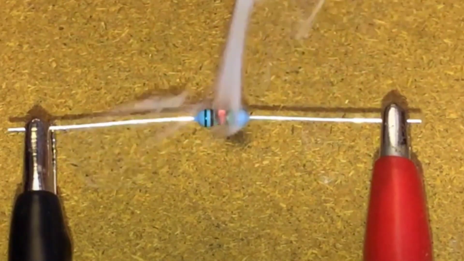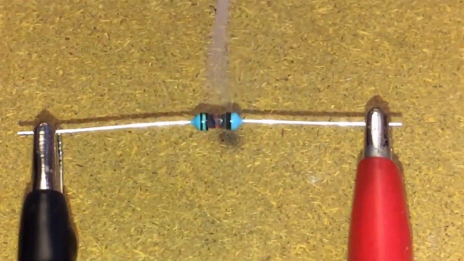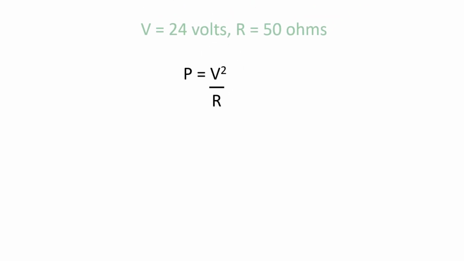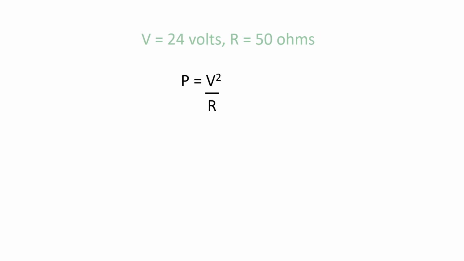Let's use P equals V squared over R to work out the power when we put a PD of 24 volts across our resistor. Again, first we write down the equation P equals V squared over R, and then we substitute in the numbers. P equals 24 squared over 50, and if we evaluate that using a calculator, we end up with a power of 11.5 watts. The maximum power the resistor was meant to tolerate was 0.25 watts, so you can see why it caught fire.